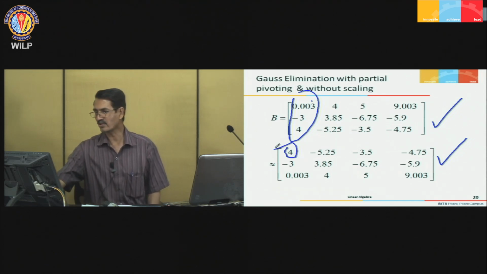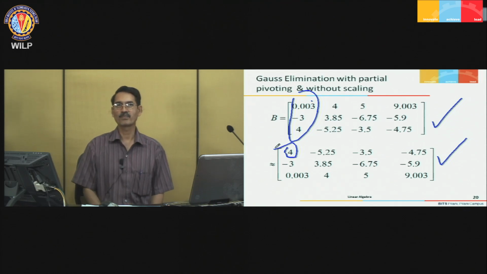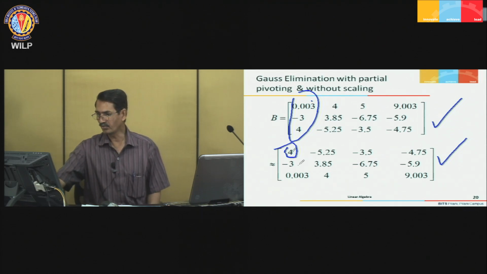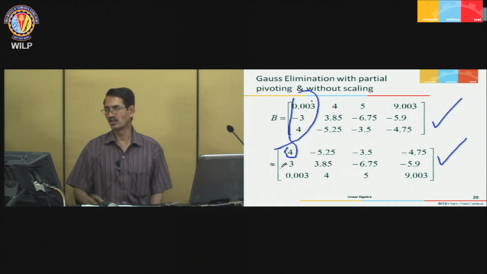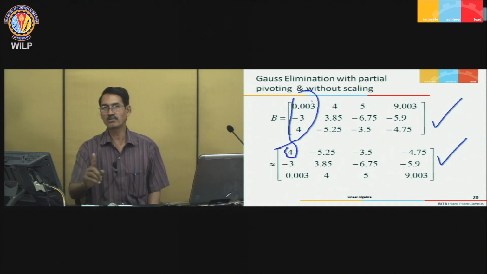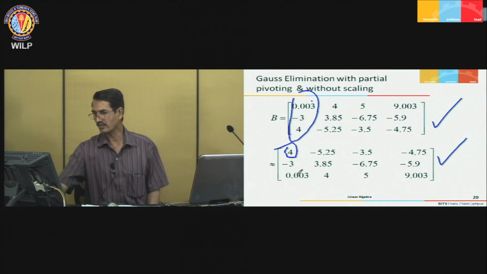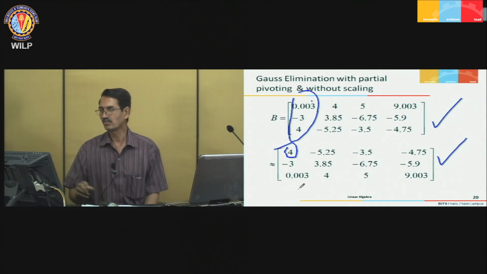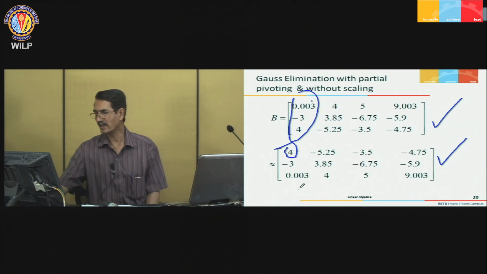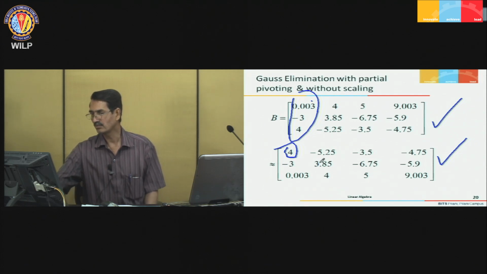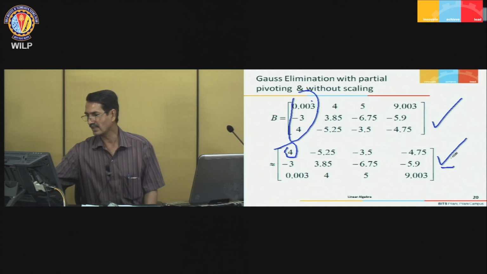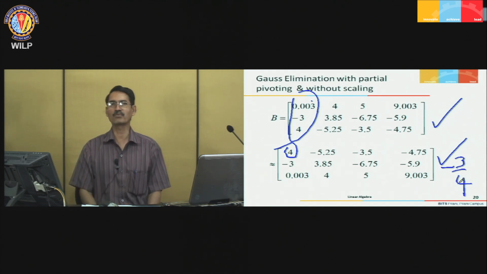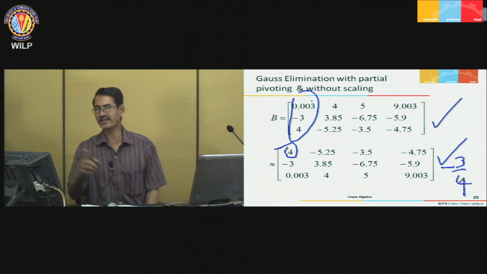Therefore, the first row we shall not touch at all. Now, below 4 we want all elements to be 0. So, in place of minus 3 we want 0, and in place of 0.003 we want 0 again. How to create 0? Use the help of a multiplier. The first multiplier is minus 3 by 4. Multiply the first row by minus 3 by 4, and then subtract from the second row.